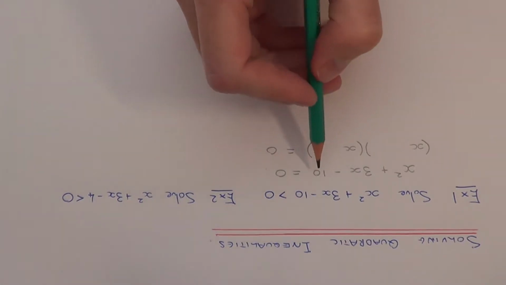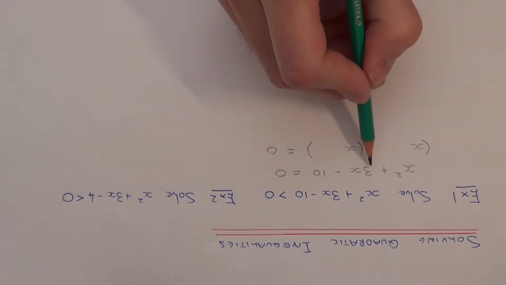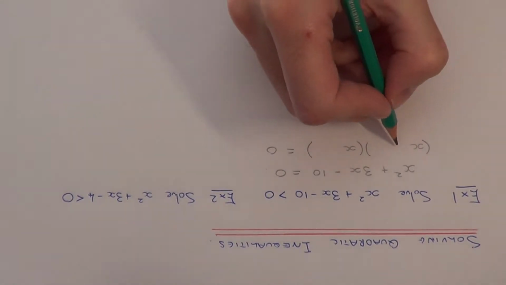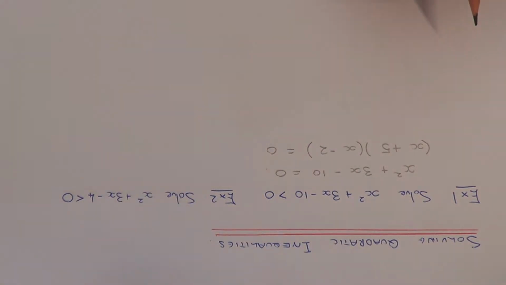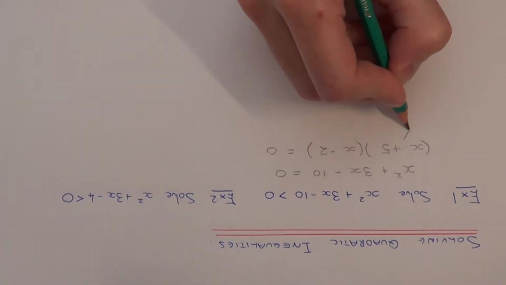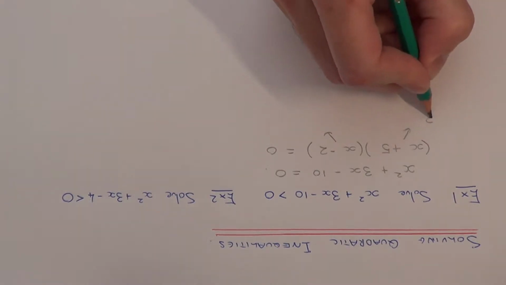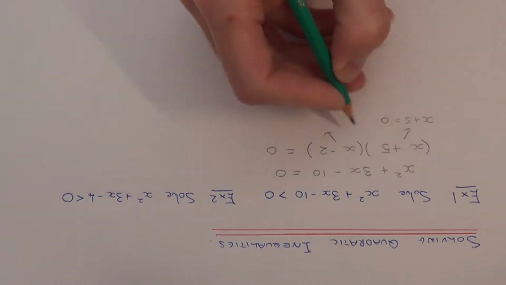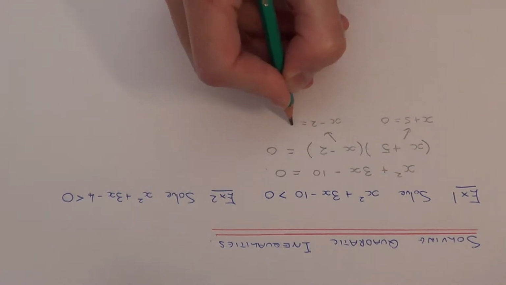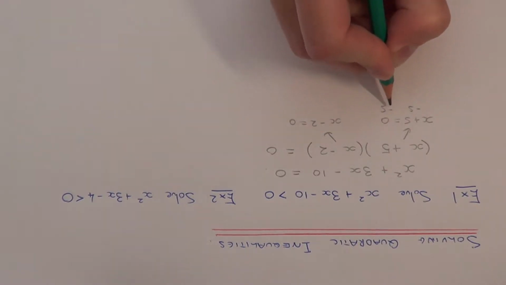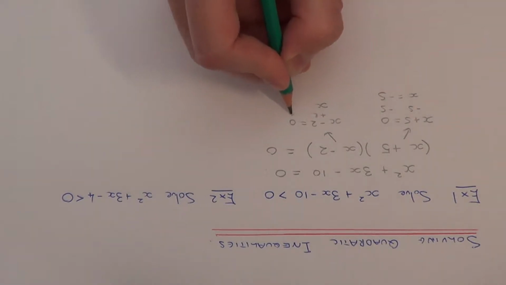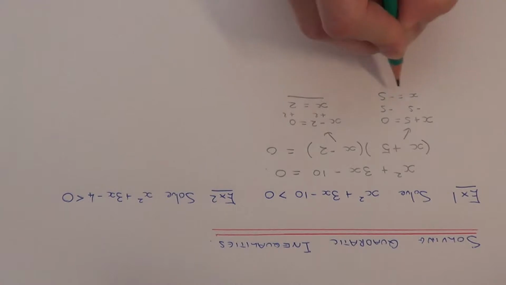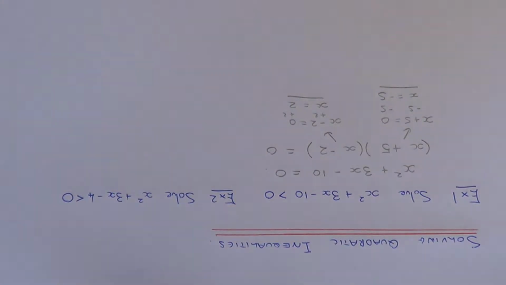So the pair of numbers which multiply to give me minus 10 and add to give 3 would be plus 5 and minus 2. So if we find our solutions by making each bracket equal to 0, so we take 5, we get x equals minus 5, and if we add 2 on this one, we get x equals 2. So these are our two solutions for the quadratic.